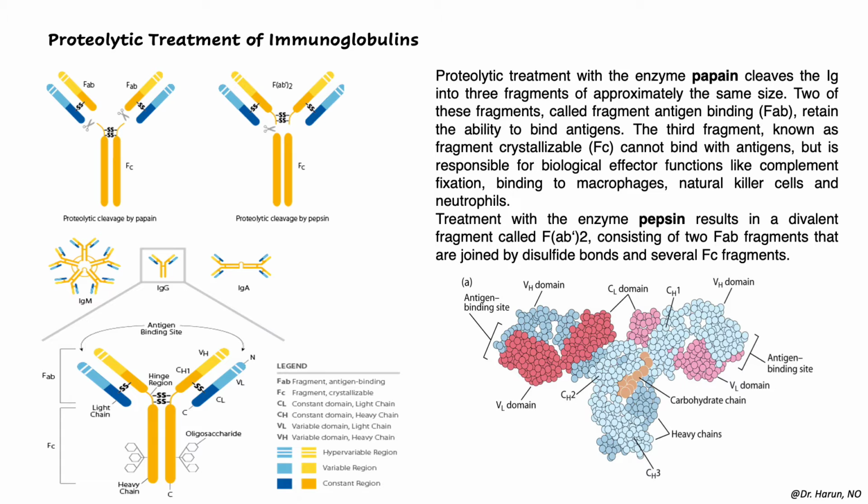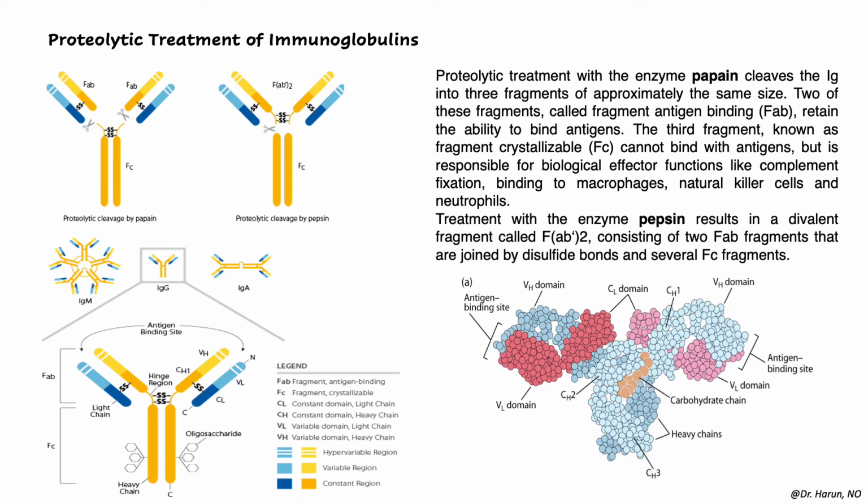Seterusnya again adalah proteolytic treatment of immunoglobulin, di mana untuk this particular treatment immunoglobulin mempunyai enzim papain yang akan cleavage the IG into 3 fragment, di mana of approximately the same size. Two of the fragments called fragment antigen binding atau FAB retain the ability to bind antigen, manakala the third fragment ataupun fragment crystallizable or FC cannot bind with antigen but is responsible for biological effector function like complementization, binding to macrophages ataupun natural killer cells and also neutrophil.